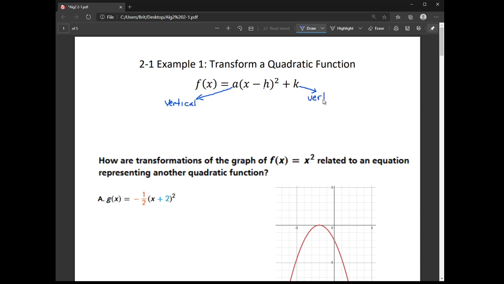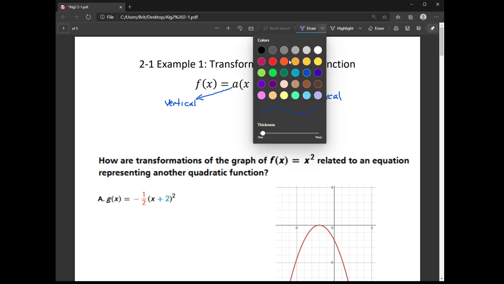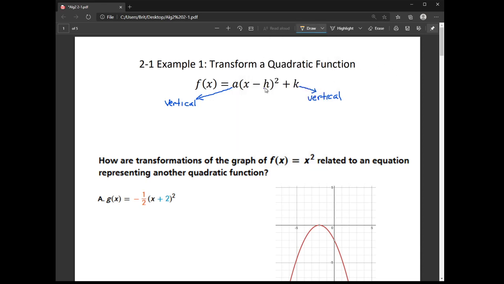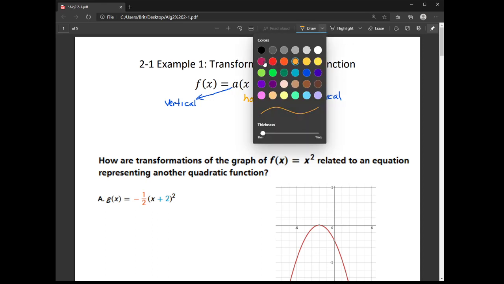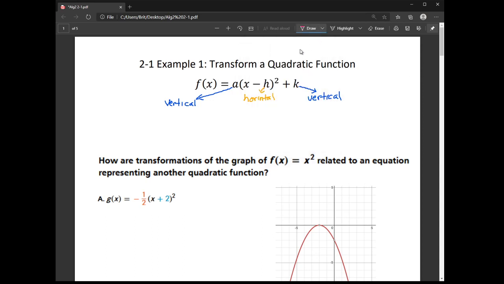So anything that occurs outside of the value being squared is vertical. And what that means is that this h, because it's inside the grouping symbol, is going to be a horizontal change. Then we look at what mathematical operations are happening. Where we are adding or subtracting things, those result in what are called translations. That is just a slide.